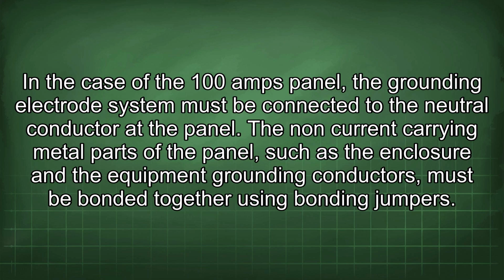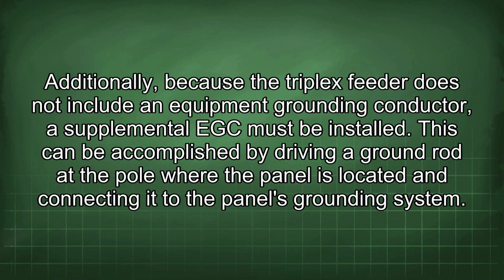In the case of the 100 amp panel, the grounding electrode system must be connected to the neutral conductor at the panel. The non-current carrying metal parts of the panel, such as the enclosure and the equipment grounding conductors, must be bonded together using bonding jumpers. Additionally, because the triplex feeder does not include an equipment grounding conductor, a supplemental EGC must be installed. This can be accomplished by driving a ground rod at the pole where the panel is located and connecting it to the panel's grounding system.